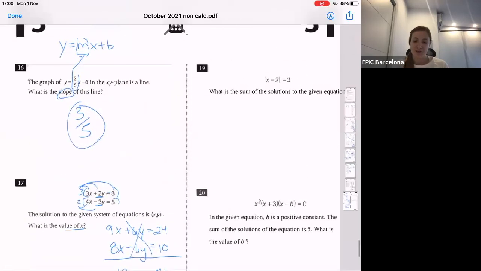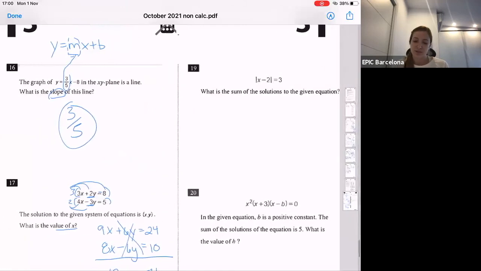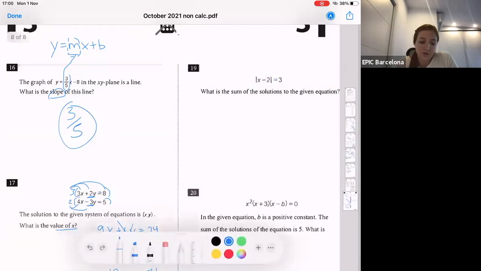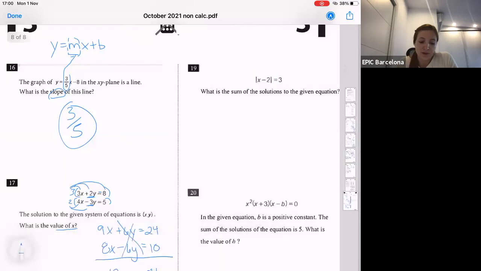So crazy, right? Okay, well, the sum of the solutions to the given equation. Okay, so absolute value, whenever you have an equation like this, an absolute value, you want to set it both equal to its actual number, which is positive 3, and also to its negative value, which is negative 3.